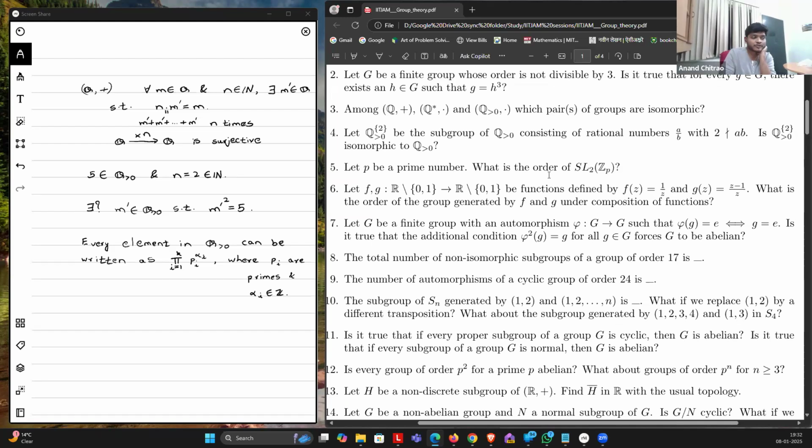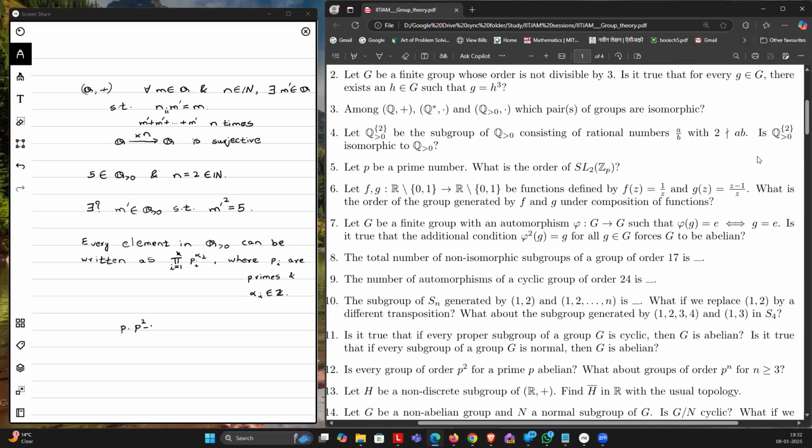Let P be a prime number. What is the order of SL2(Z mod PZ), or SL2(Z_P)? P into P square minus 1. How did you come up with this? Yeah, the answer is correct. The answer is P times P square minus 1, by the homomorphism. Yeah, how?